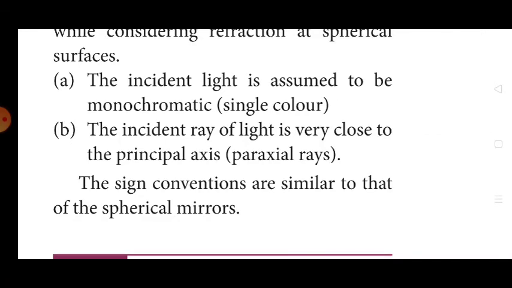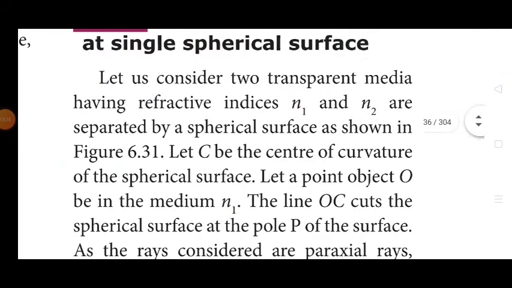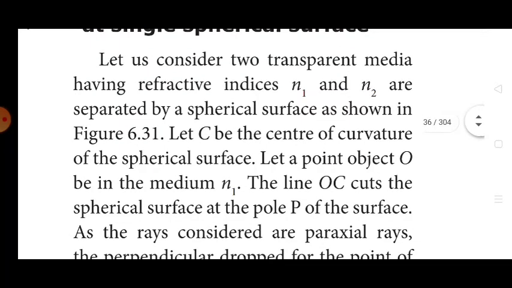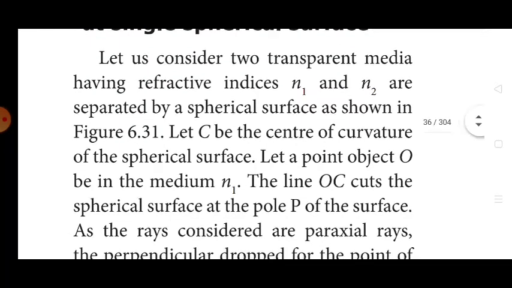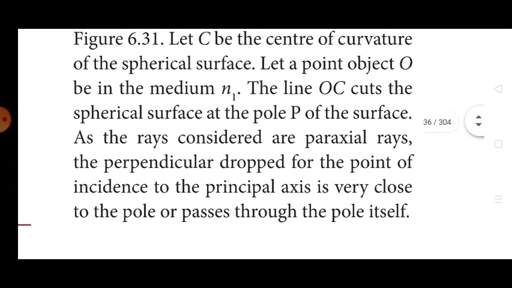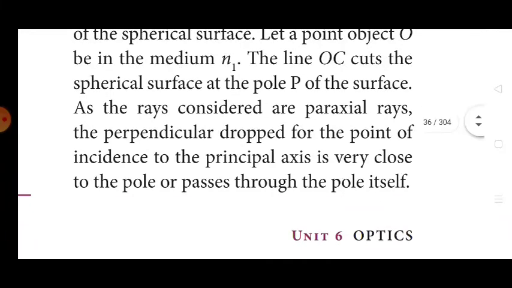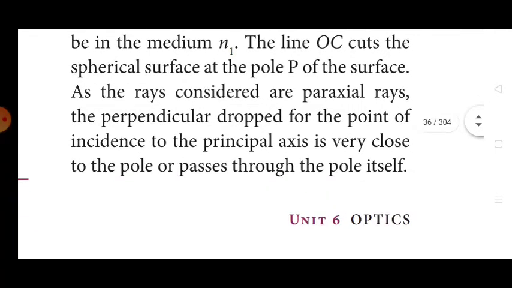Equation for refraction at a single spherical surface. Let us consider two transparent media having refractive indices n1 and n2 separated by a spherical surface. Let C be the center of curvature of the spherical surface. Let a point object O be in the medium n1. The line OC cuts the spherical surface at the pole P of the surface. As the rays considered are paraxial rays, the perpendicular dropped from the point of incidence to the principal axis is very close to the pole or passes through the pole itself.